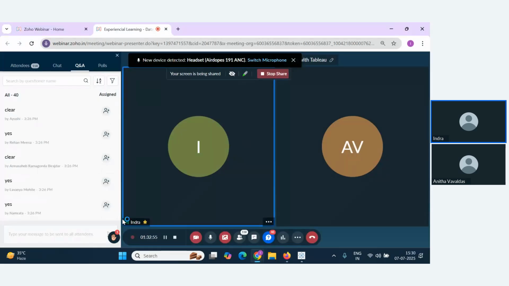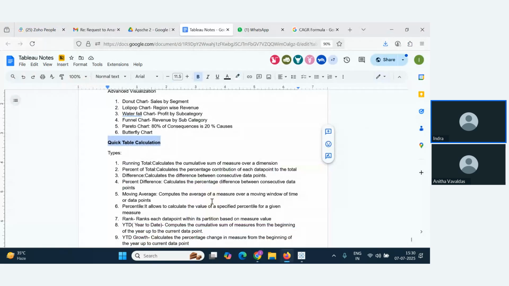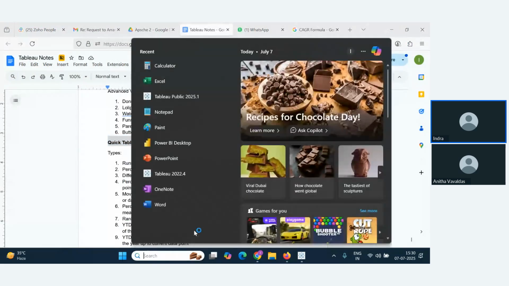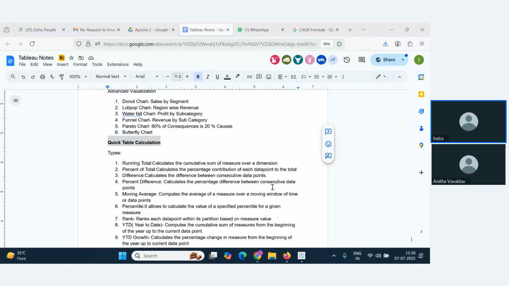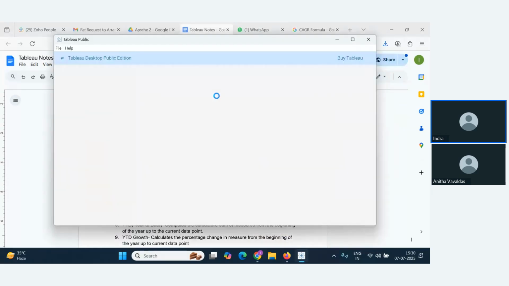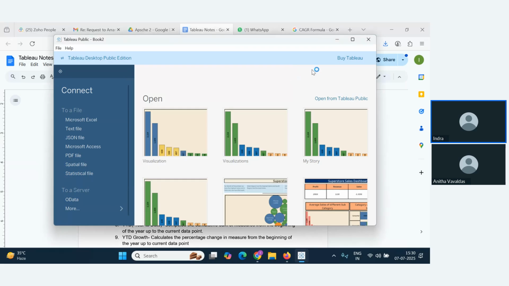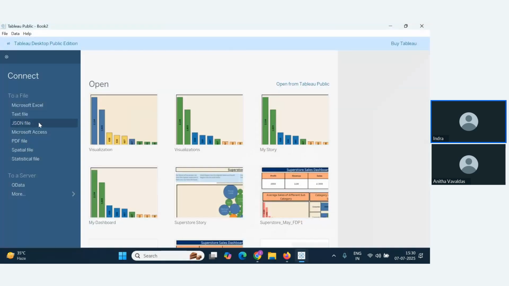I hope this is clear to all the participants. Yes, no, please tell me. Yes or no, please tell me. Okay. If it is clear, let me open my visualization sheet once again. Guys, can somebody share the assignments in the group also? I just have got some message from my team. Can you share the assignments in the group?